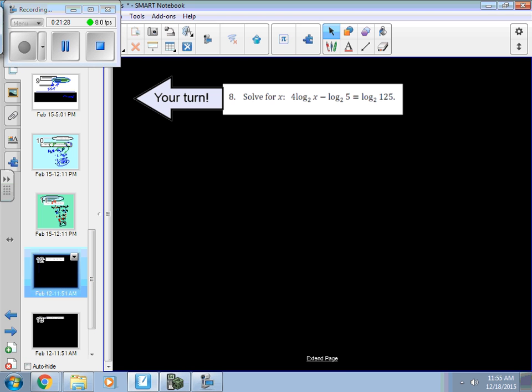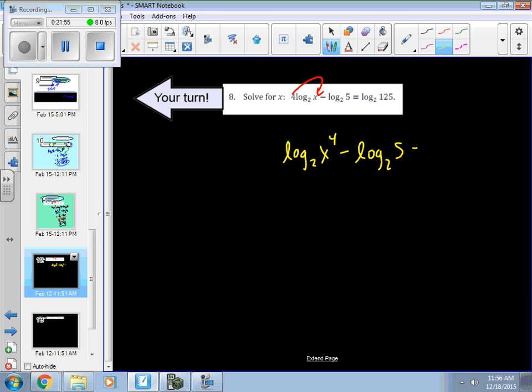All right, let's try another one of those. Number 8. We want to go through, do the same thing on here now. So any numbers that are in front of logs, we want to try to move those up as exponents. So it looks like that one we can make into an exponent there. That looks like the only one that had a number in front. So what we end up with is log base 2 of x to the 4th minus log base 2 of 5.